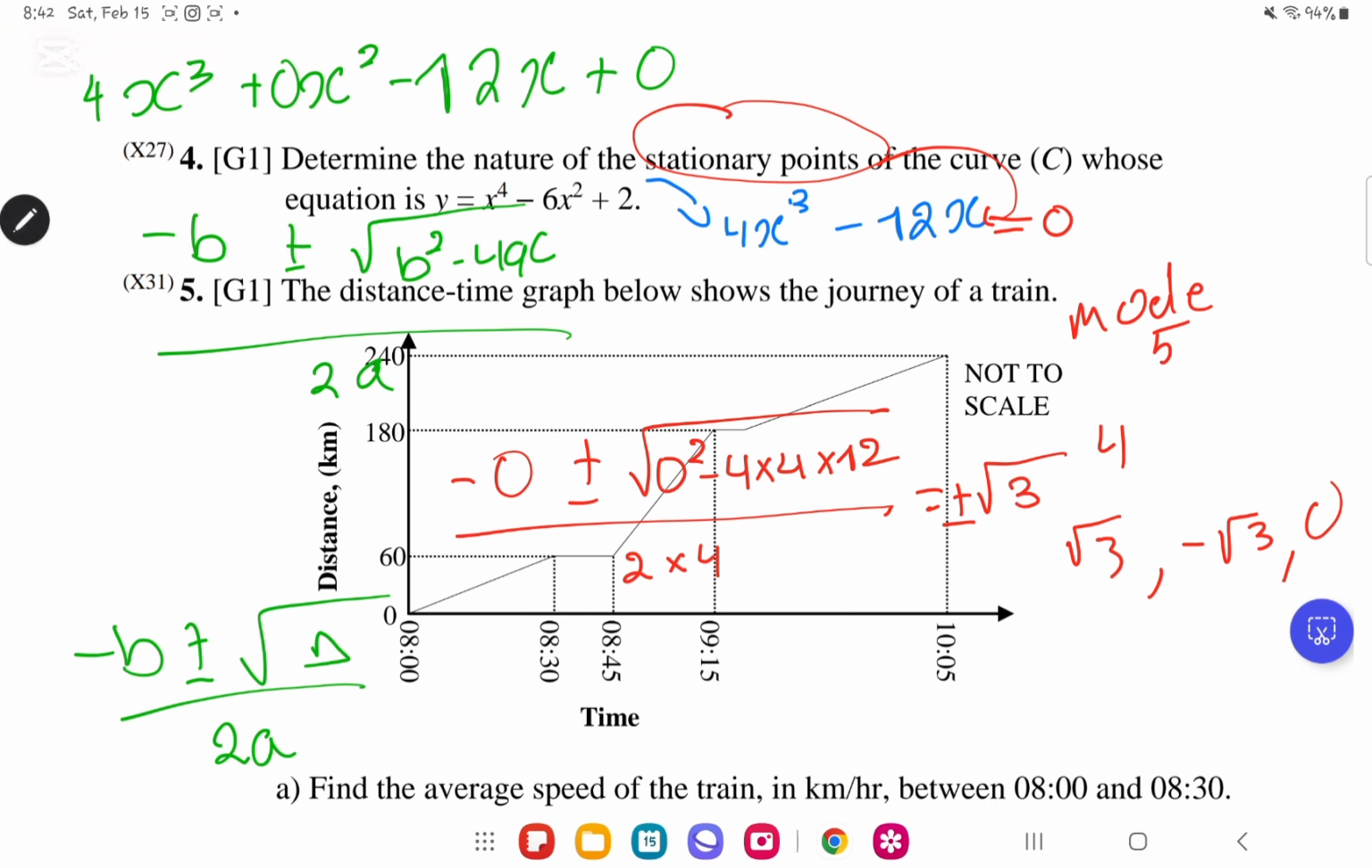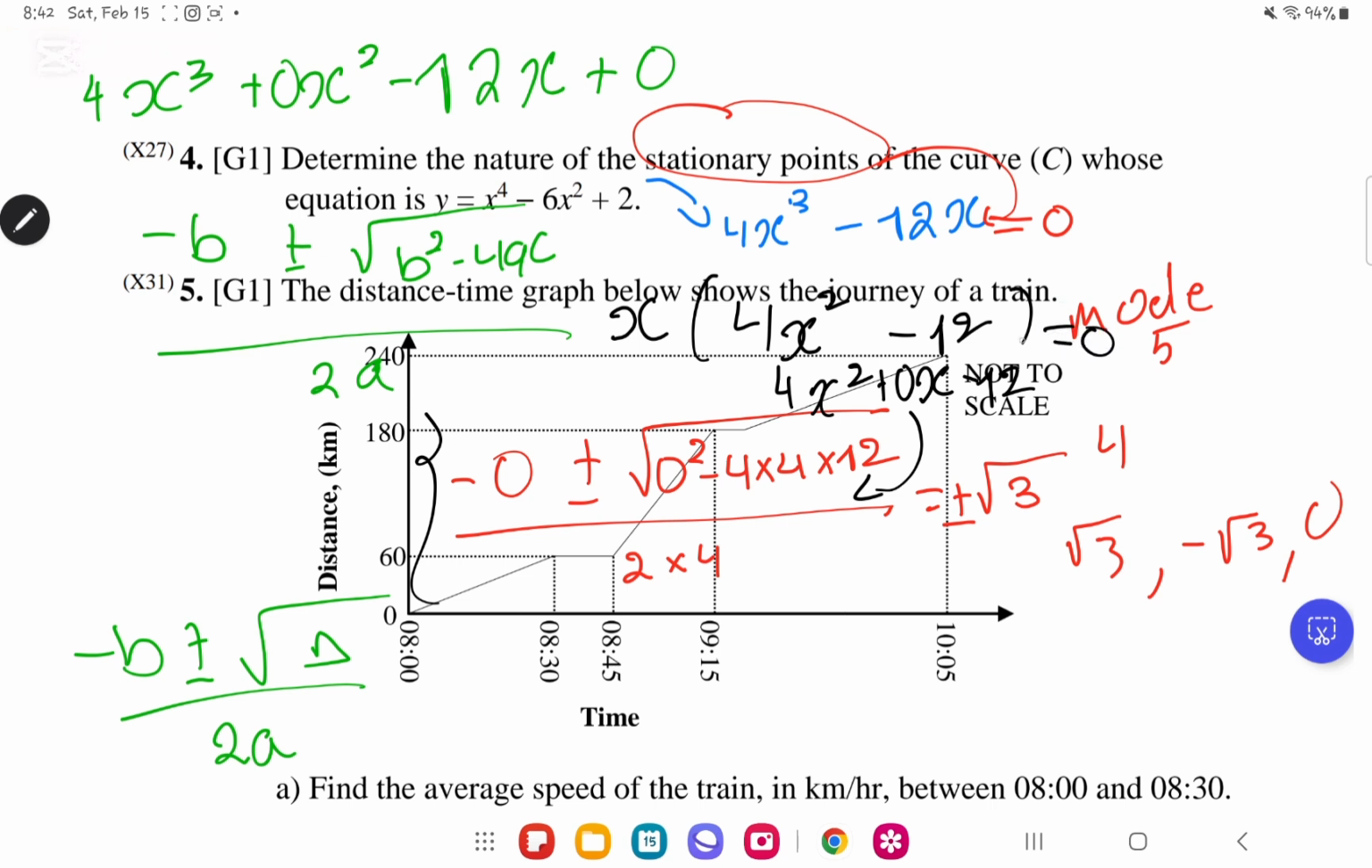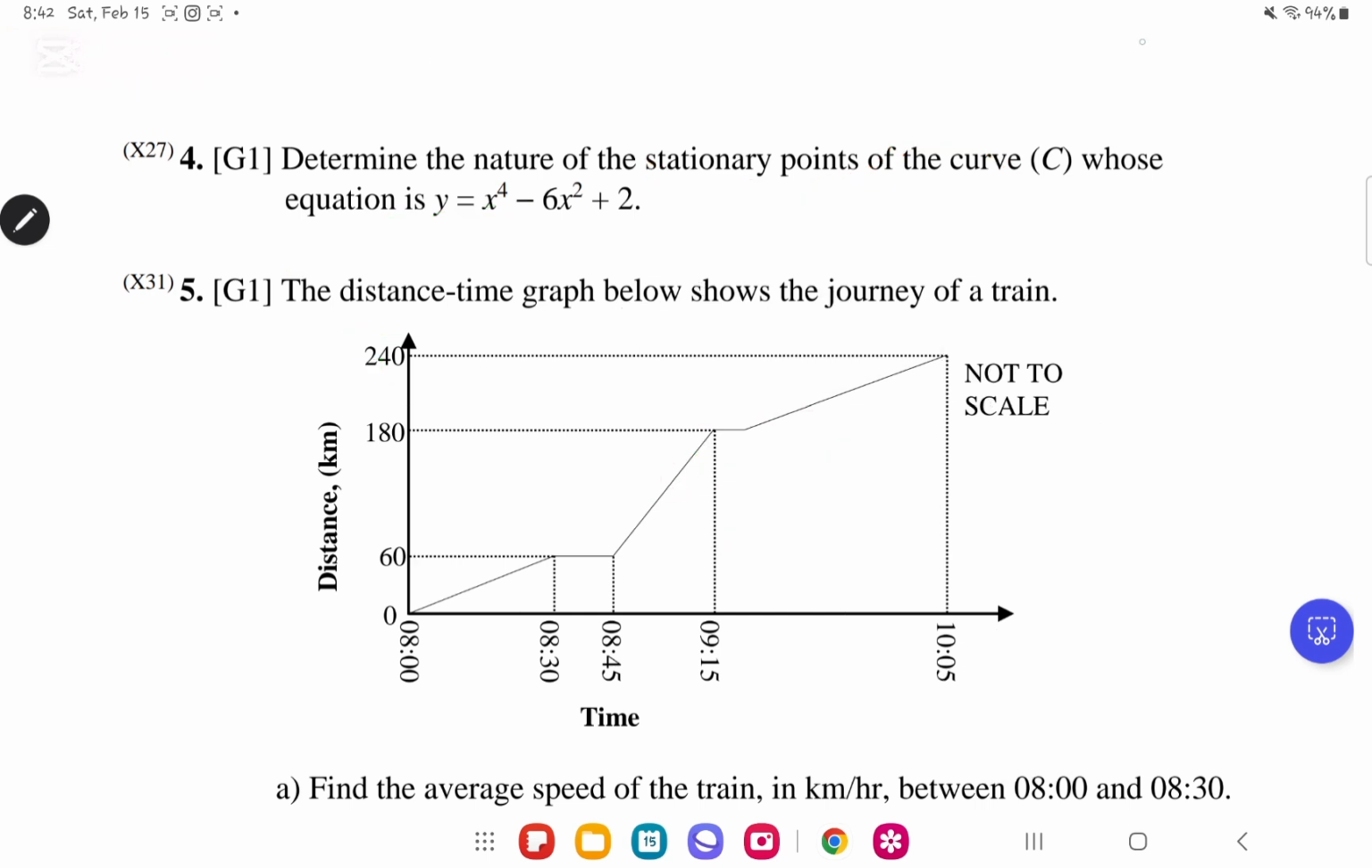Another way to do it is to take x as a common factor. So now you have x here, and you are left with 4x squared minus 12. And then you apply again the quadratic formula, but here it will become 4x squared plus 0x minus 12, and then you will get the same thing. And don't forget, because you made both of them equal to 0, you also have that x is equal to 0. So that means you have 3 roots in this case. So the 3 roots are going to be 0, and then plus radical 3 and minus radical 3.